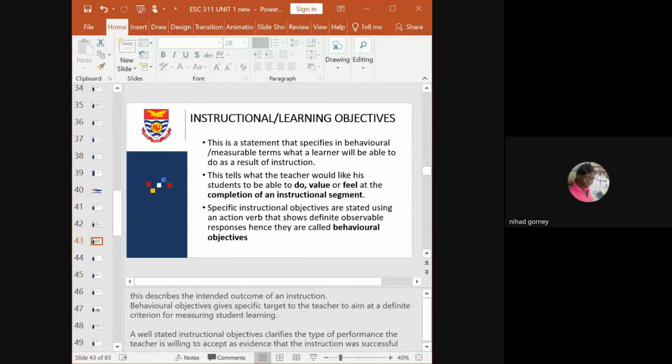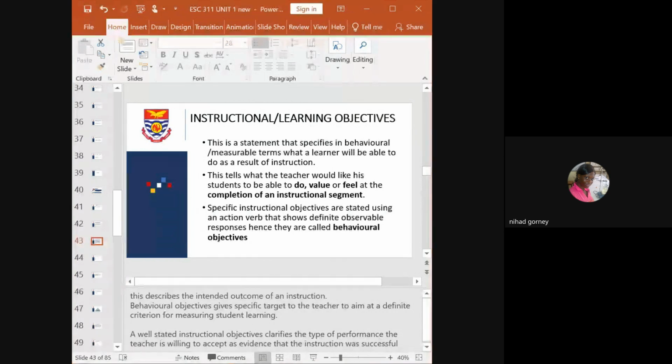So how do we measure these behaviors? The objective tells what the teacher would like his students to be able to do, to be able to feel, or to be able to value at the end of an instructional segment. And so we have specific instructional objectives, which are stated whenever we are preparing a lesson plan. We use what we call action verbs that show definite observable responses, and so we call them behavior objectives.